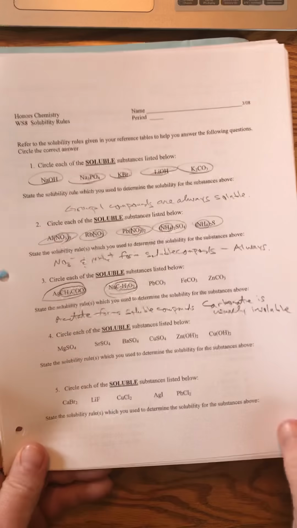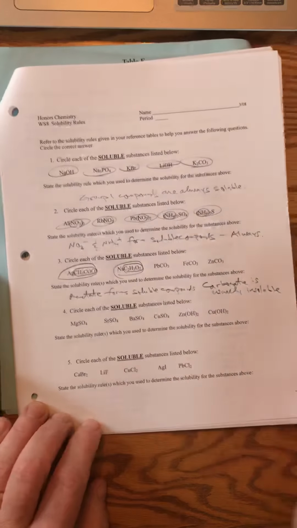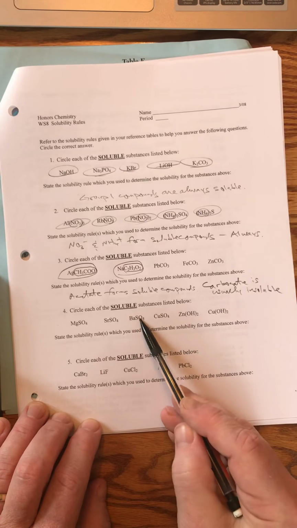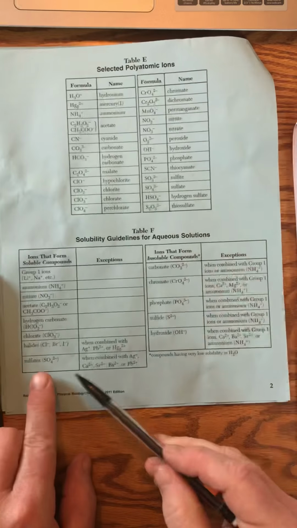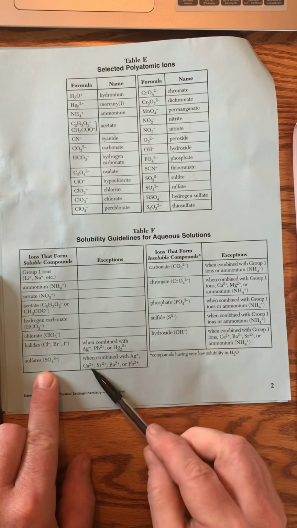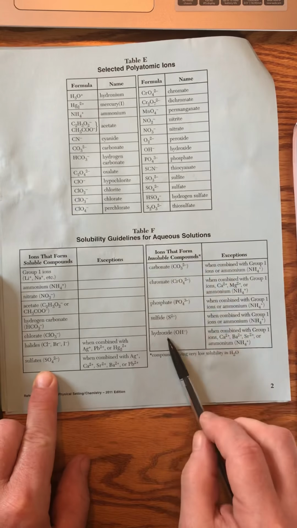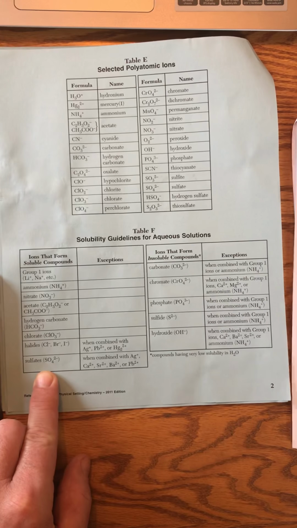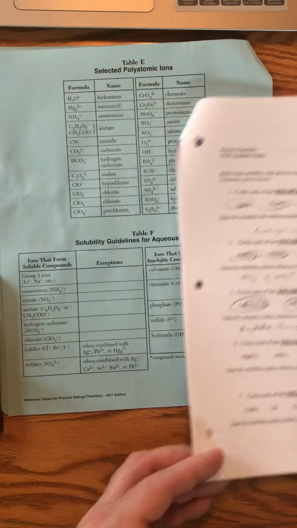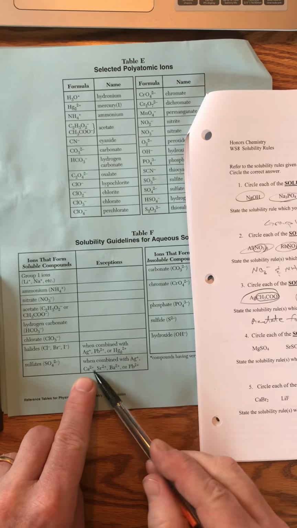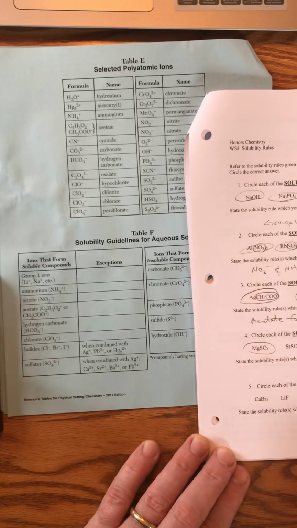Number 4, circle each of the soluble substances listed below. All right, well, let's see. Sulfate, sulfate, sulfate, sulfate, and then a couple hydroxides. Sulfates are usually soluble, but there are a number of exceptions there. And hydroxides are usually insoluble, but once again, there are a number of exceptions. So let's take these one by one. Here's a sulfate with magnesium. Okay, sulfate. Magnesium is not an exception. Yeah, that's going to dissolve.